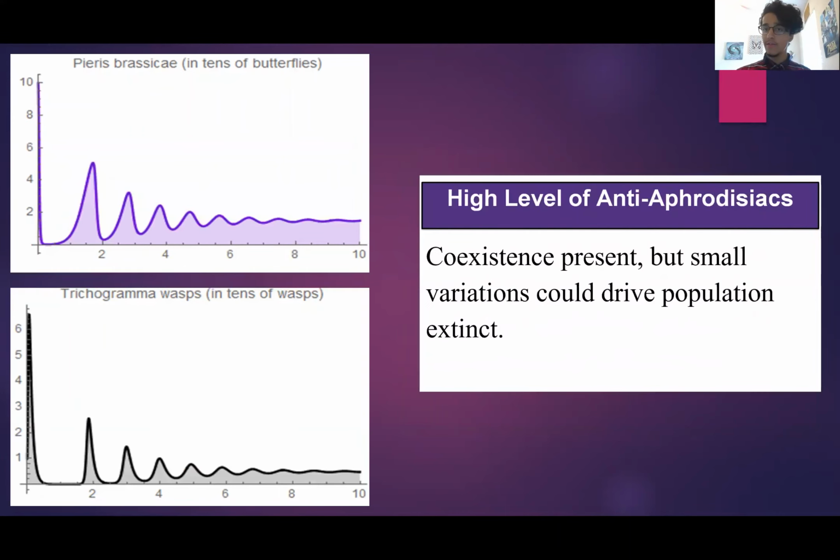Then you have the high level of anti-aphrodisiacs. In this case, there's too much chemical released into the environment, so while it shows coexistence between the two graphs in most of the graph, it still varies widely depending on environmental issues. If an environmental issue were to occur, then both species would actually go extinct.